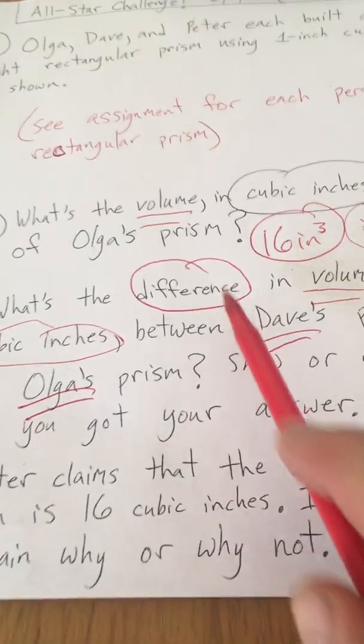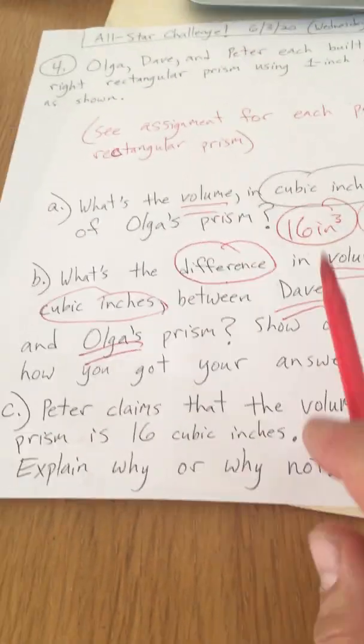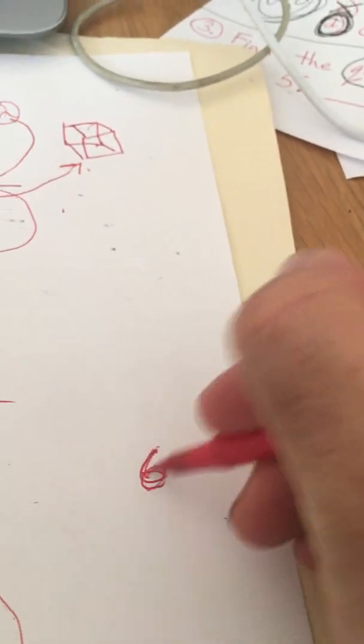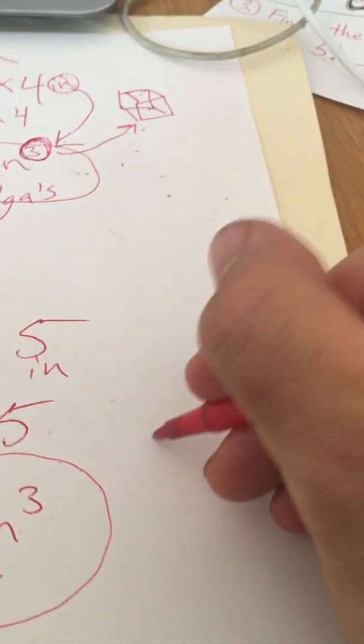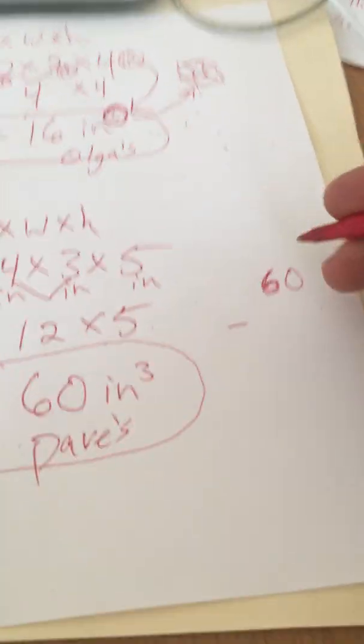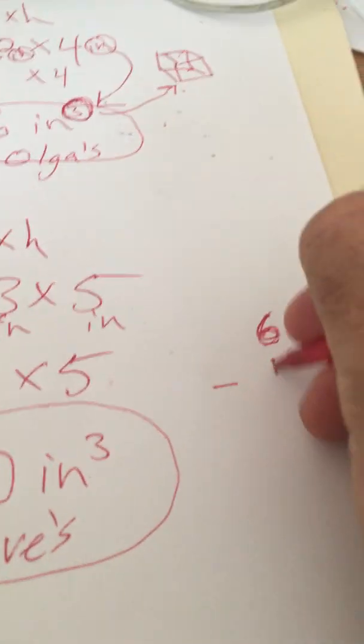So the question says, what's the difference between Dave's and Olga's? So to find the difference, we're going to subtract. So we're going to take 60, we're going to take Dave's, and we're going to find the difference by subtracting. Olga's is 16. So 60 minus 16.